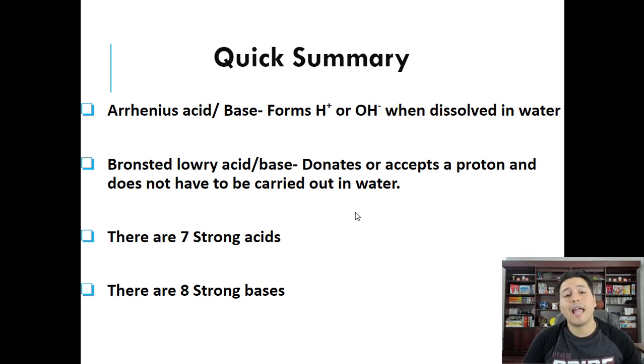There are 7 strong acids that you must memorize. There are also 8 strong bases that you need to memorize. But remember, the 8 strong bases come from the B on the periodic table. And the 7 strong acids are ivory and clay. If they're binary, and if they're ternary, they're going to have 2 or more oxygens than hydrogens.